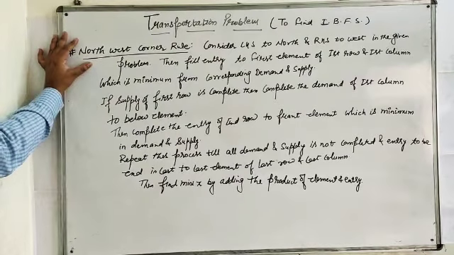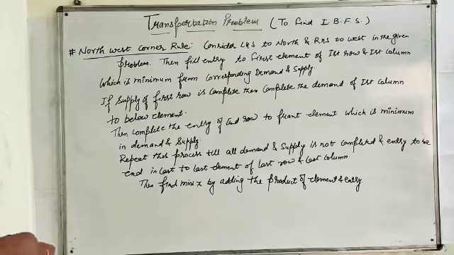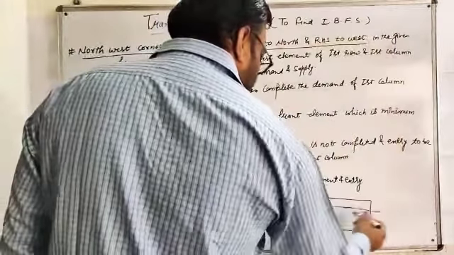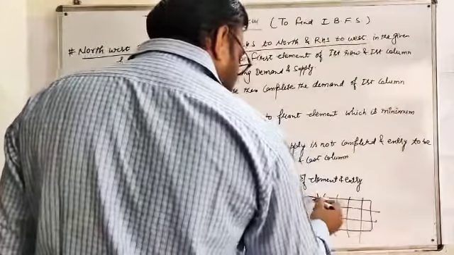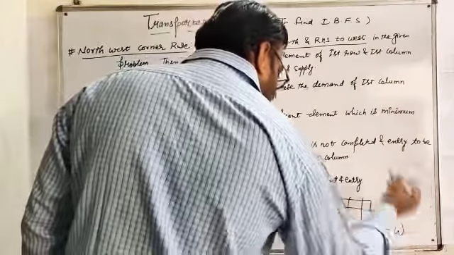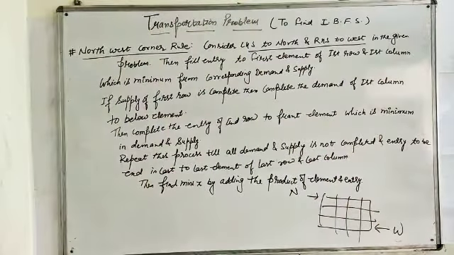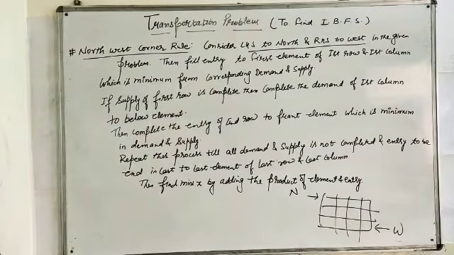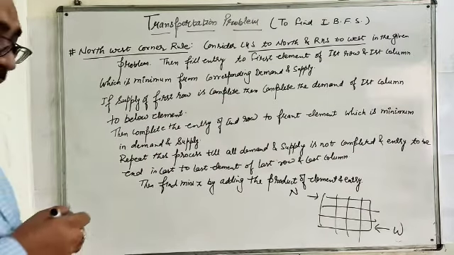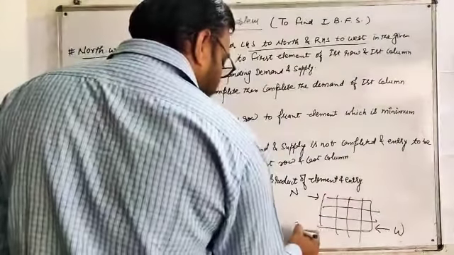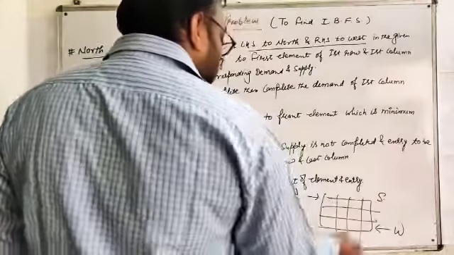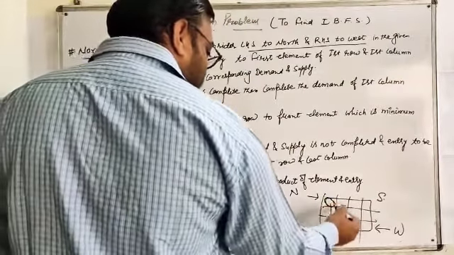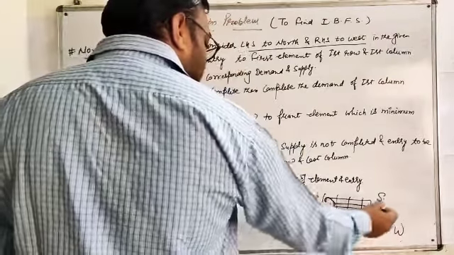In this method, what do we have to do? We have to consider LHS as north and RHS as west. That is, if this is a problem, then consider this north and this west, and then find the entry for the first element of the first row and first column, which is the minimum of the corresponding demand and supply. Suppose there is demand here and supply here. So first we have to identify this particular element and put the minimum of these corresponding demand and supply.